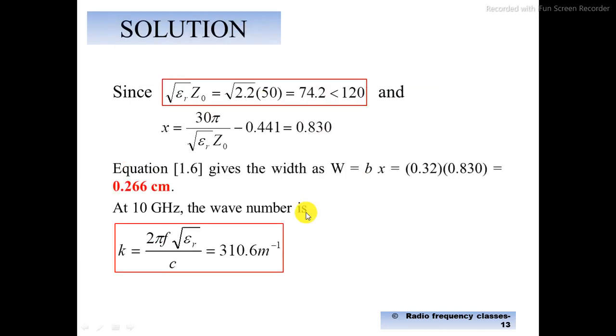Moving further, first, as I told, you have to find the condition. Epsilon r is given as 2.2, Z0 is given as 50. So under root of 2.2 into 50 is 74.2, which is less than 120.